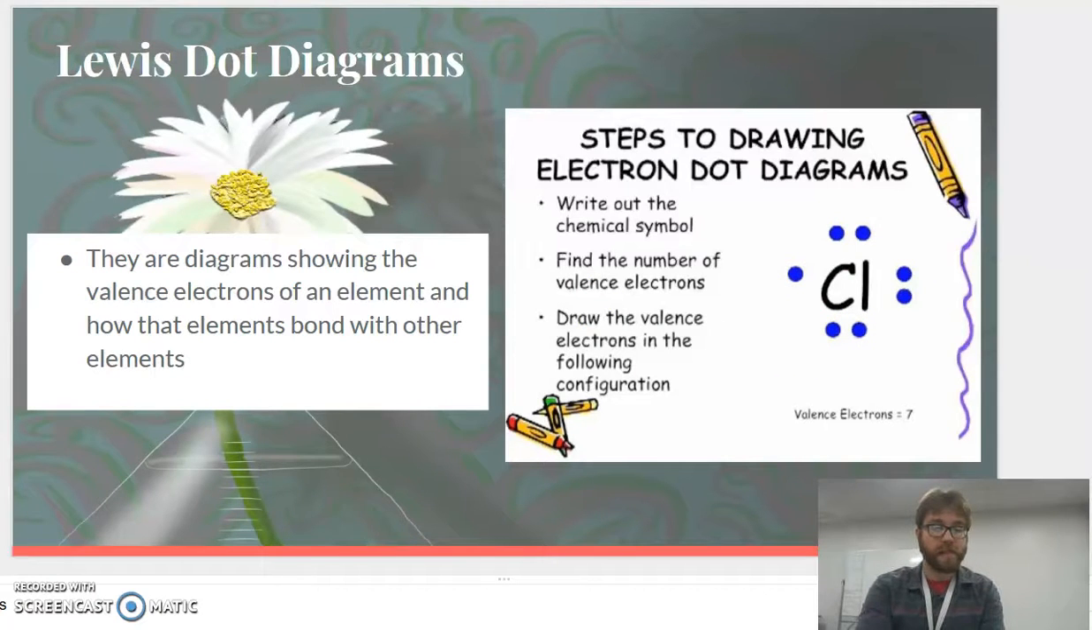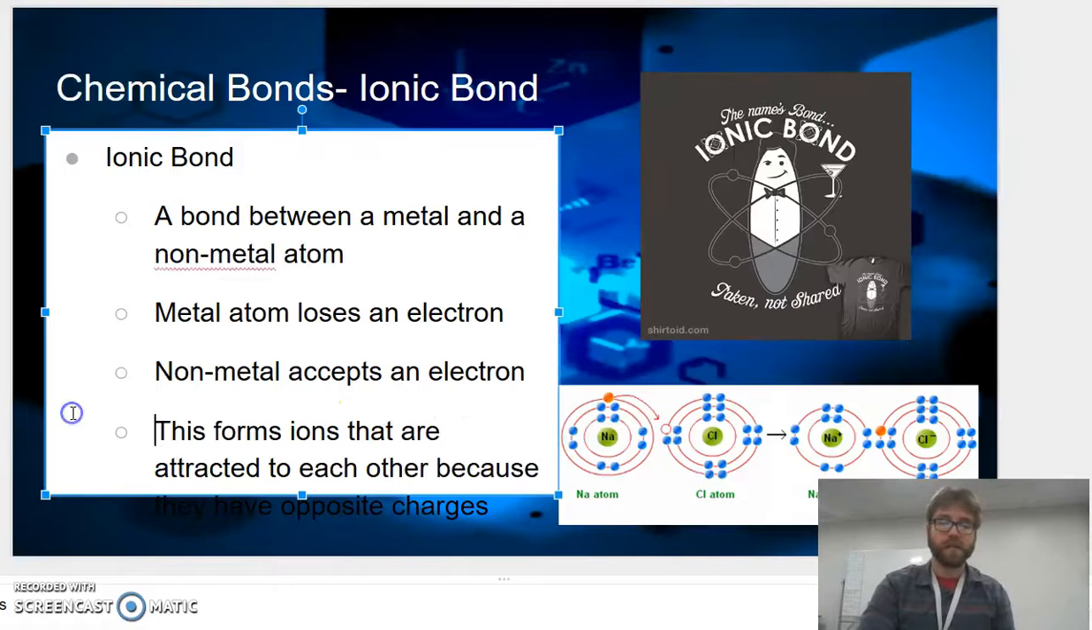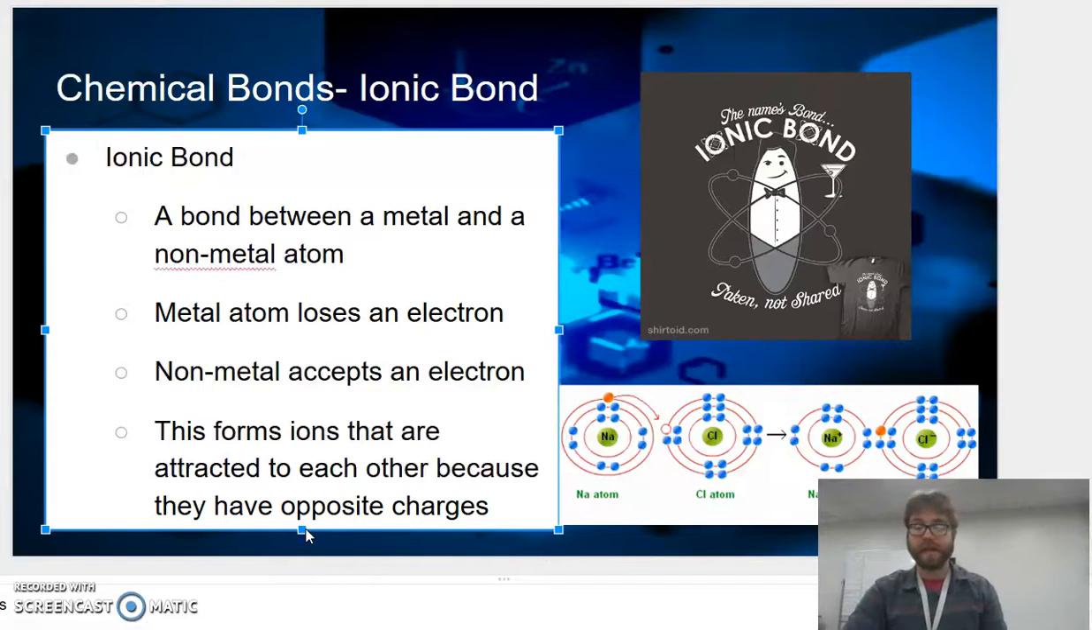And now that we're talking about bonds, let's talk about bonds for real. We got two bonds that you guys need to know, an ionic bond and a covalent bond. An ionic bond is between a metal and a non-metal. In this kind of bond, we always have an electron that's moving. So metal atoms lose an electron and non-metal atoms accept an electron. Remember, we're trying to get a full shell. That's why atoms react, to get a full shell. And by giving away electrons, we can achieve both sides having full shells.